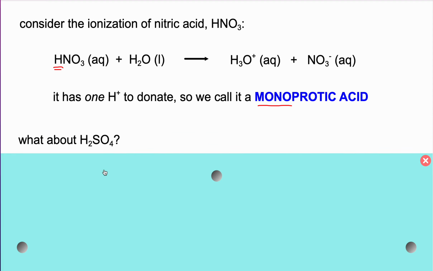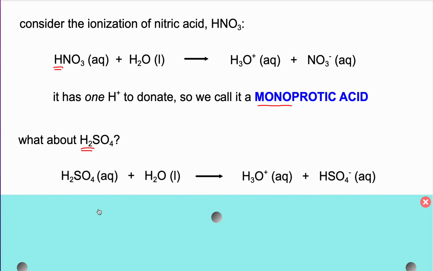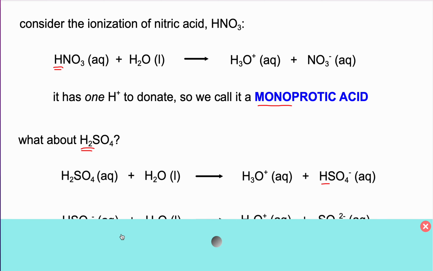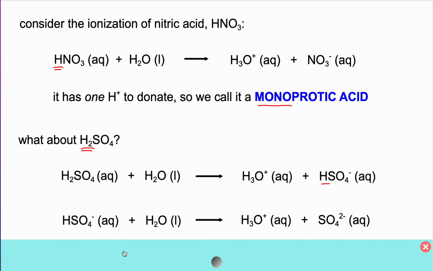But now let's consider sulfuric acid, which has the formula H2SO4. Well, I can write a similar equation to represent the ionization of sulfuric acid to form the hydronium cation and the hydrogen sulfate anion. But look, the product of ionization, that is HSO4 minus, the hydrogen sulfate anion, has another hydrogen ion that it can donate in a second and subsequent ionization process. HSO4 minus reacts with liquid water to form another hydronium ion, and now the sulfate ion.